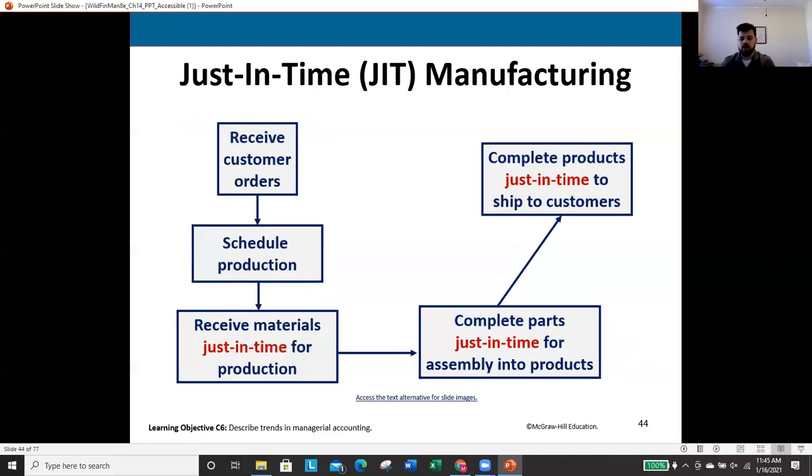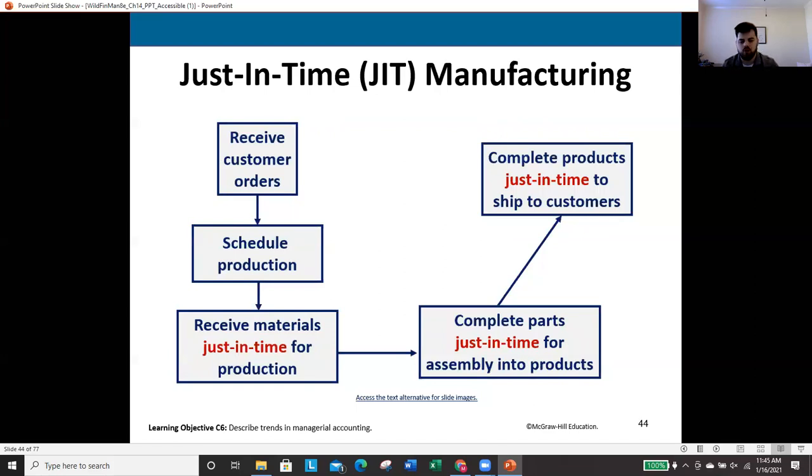Next, we see what is a very common theme now, and it's called just-in-time manufacturing. So the way this works is you don't do anything until you have an order for it. So you receive the customer's order. At that point, you schedule production. Then you set everything up so that you receive materials just in time to go into that production. You will then complete the parts just in time for the assembly. And finally, you will complete the product just in time to ship it to the customer.